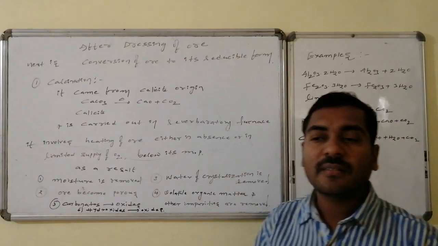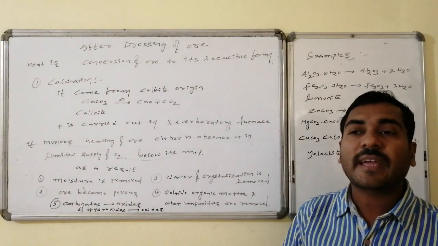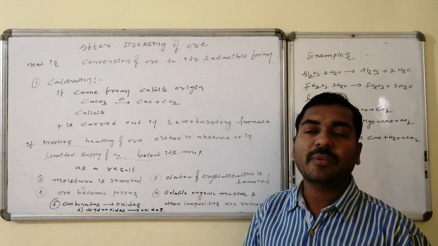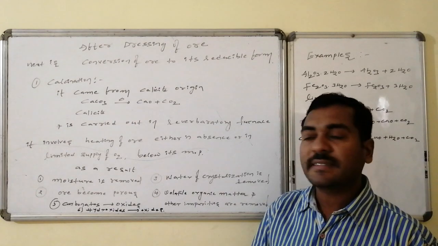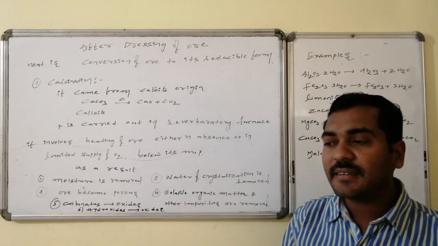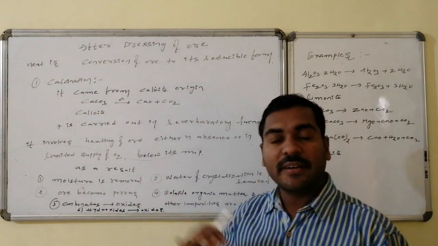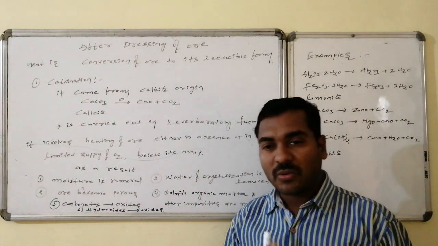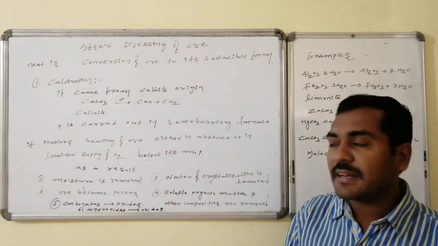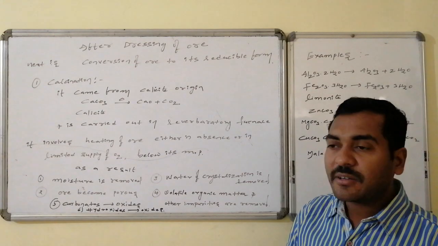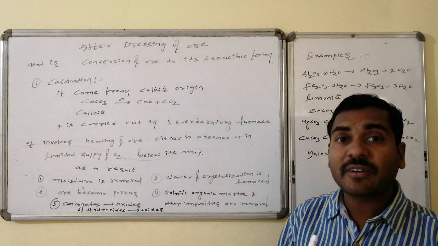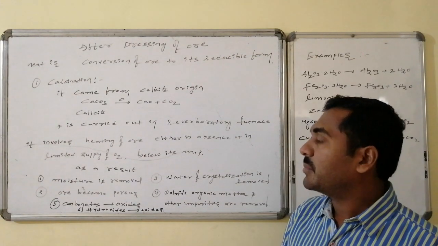In calcination, the word comes from calcite, whereas on heating calcium carbonate, one variety of crystalline form of this calcium carbonate is calcite. Calcite on heating is converted to calcium oxide as well as carbon dioxide. On behalf of this logic, heating below the melting point is known as the calcination process, and it is carried out in a reverberatory furnace, and it involves strong heating of the ore either in absence or in limited presence of oxygen below its melting point.